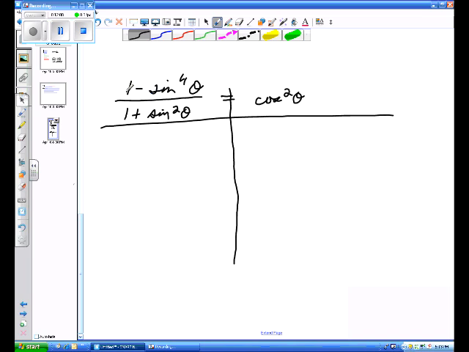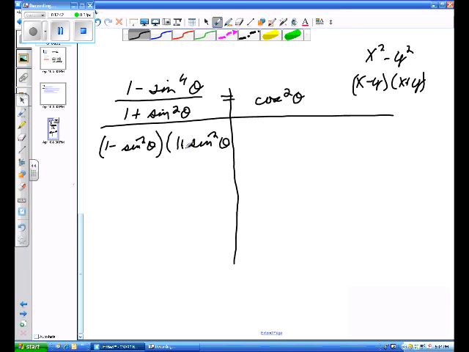Well, if you notice, 1 is a perfect square, sine to the 4th is a perfect square. So this is in the form, let me just remind you, of x squared minus y squared, the difference of squares, which factors to be x minus y times x plus y. And so we could write this then as 1 minus sine squared times 1 plus sine squared over 1 plus sine squared.